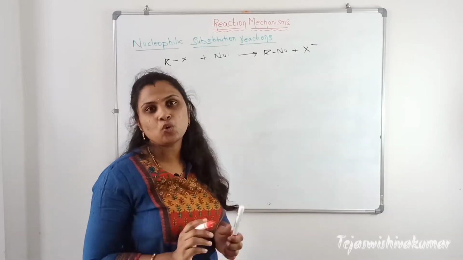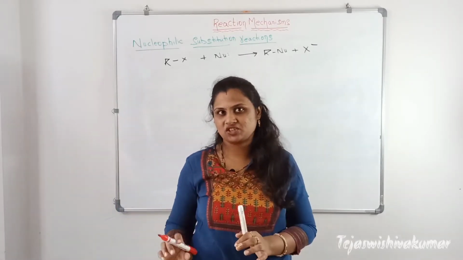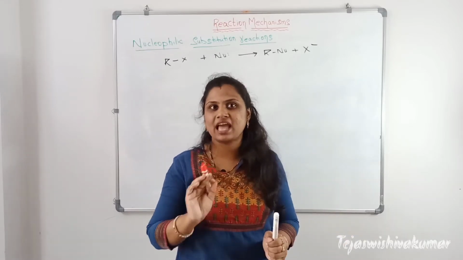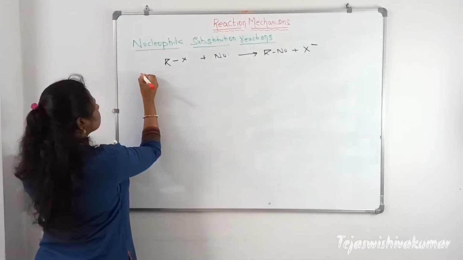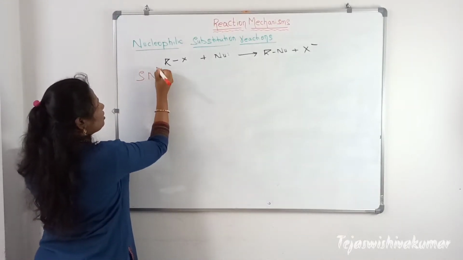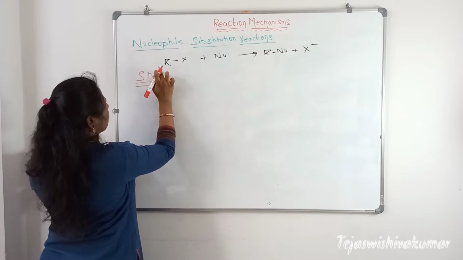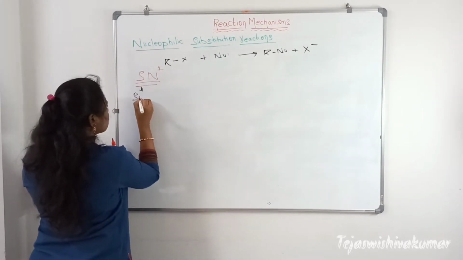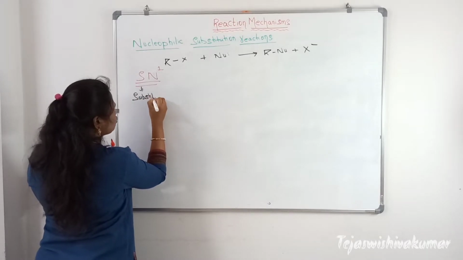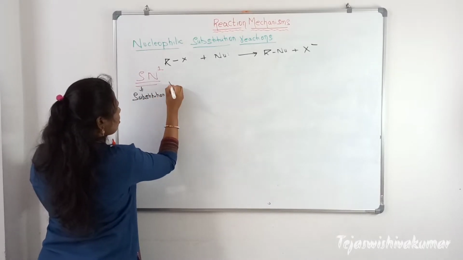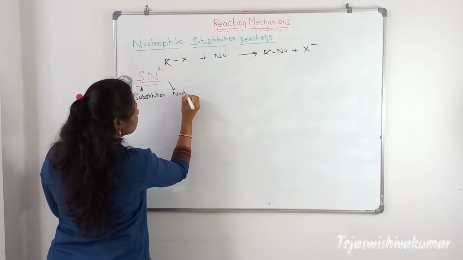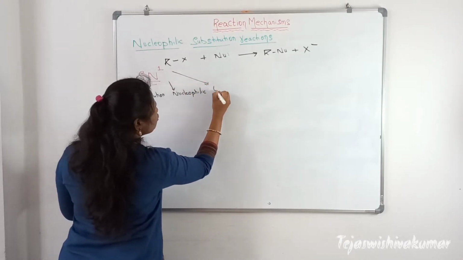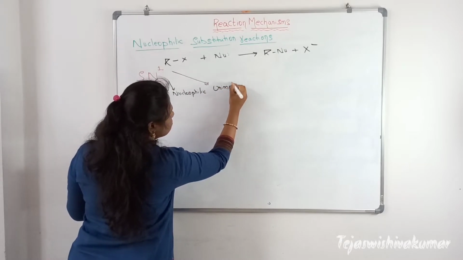Now we have two types of nucleophilic substitution reactions. First one is SN1 and the next one is SN2. First we will discuss SN1 reactions. SN1. First thing, what does S mean? Substitution. N means nucleophilic, and 1 means unimolecular.